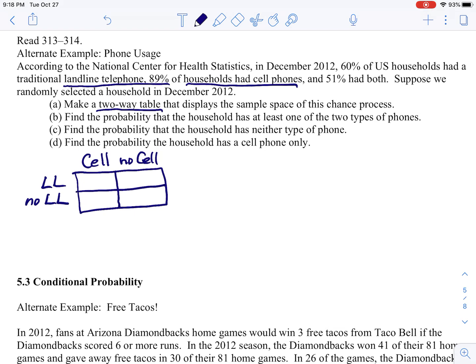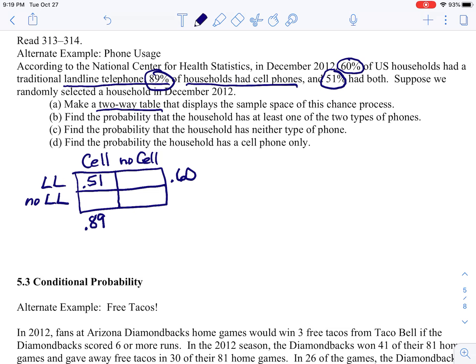Now if we go back and look at the numbers, it said 60% of households had a landline. Well, 60% is going to be the total of the landline row. And then they say that 89% have cell phones. The cell phones is the first column, the way I did it, so 89% would be the total of the cell phone column. And then of course the 51%, the both, is usually the linchpin of this whole thing. So 51% have both. That would be in the table cell at the intersection of landline and cell phone.